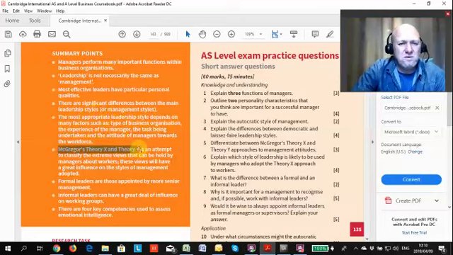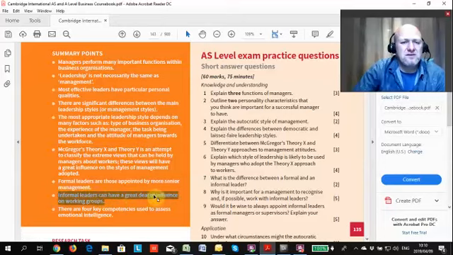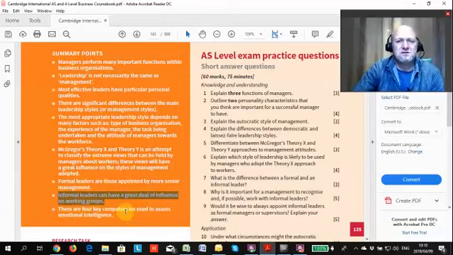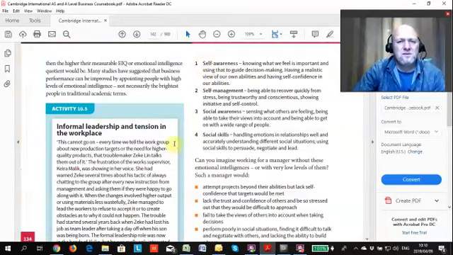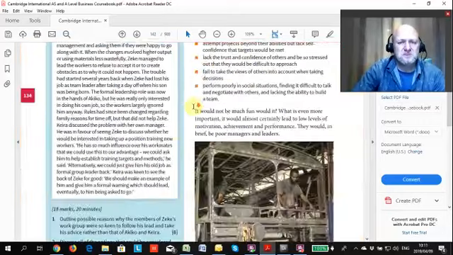McGregor's theory X and Y is an attempt to classify the extreme views that can be held by managers about their workers. These views will be a great influence on the style of management adopted. Formal leaders are those appointed by more senior managers. Informal leaders are those that have a good deal of influence on work groups. There are 4 key competencies used to assess emotional intelligence. What are they again? Self-awareness, self-management, social awareness, social skills.